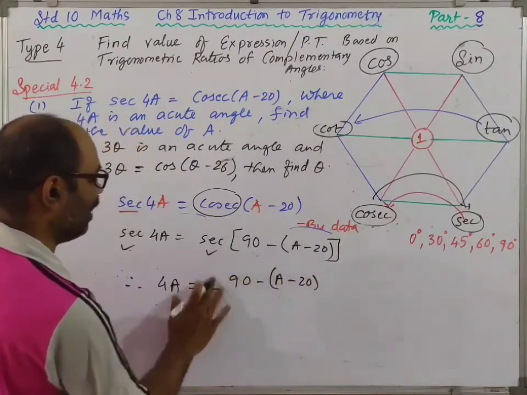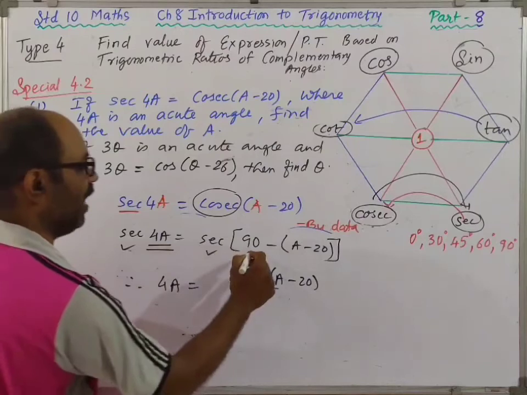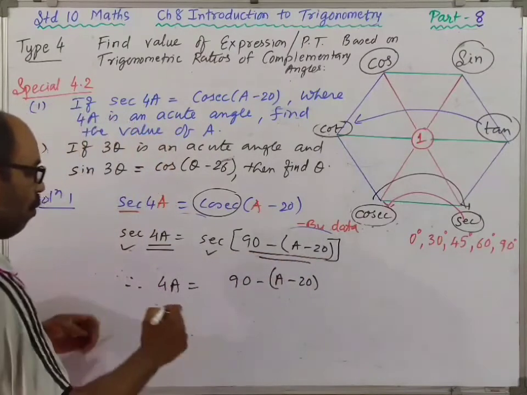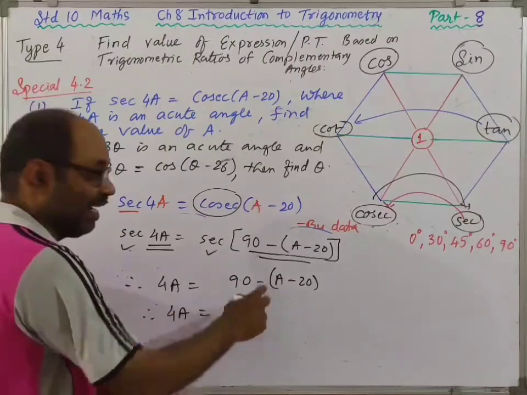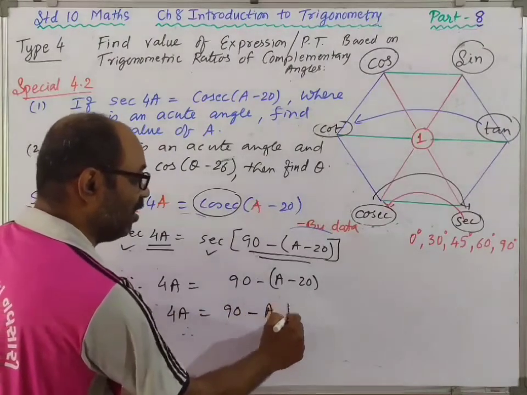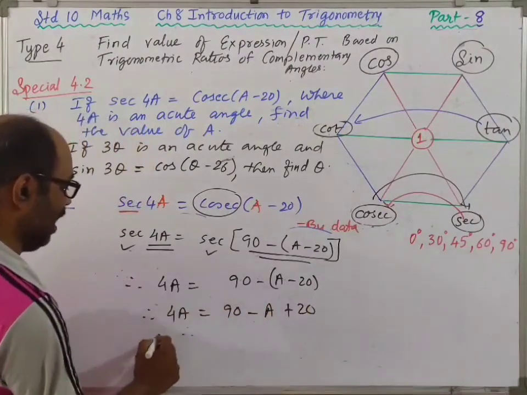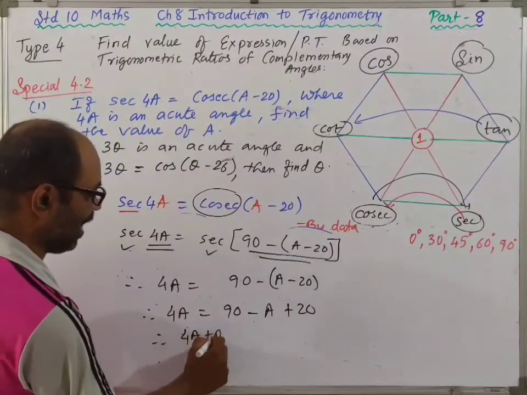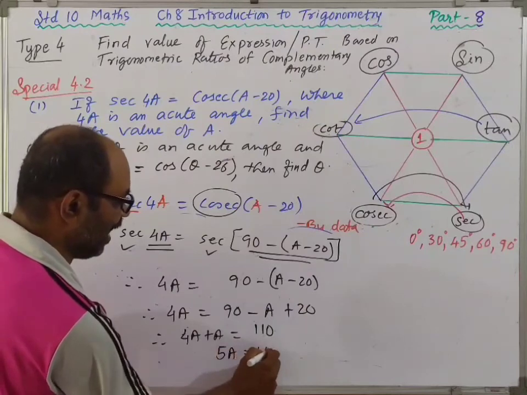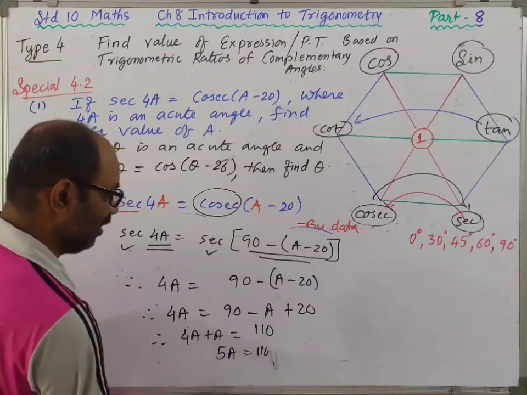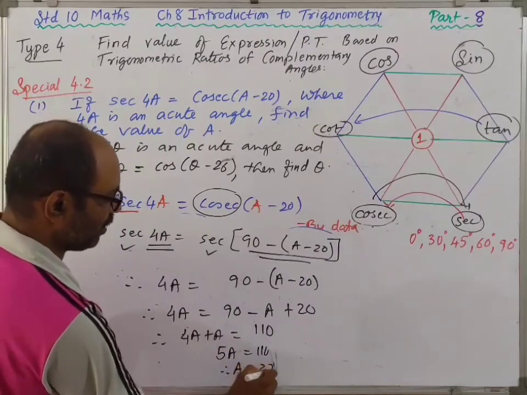ये लार्ज ब्रैकेट आप नहीं लिखोगे तो भी कोई बात नहीं. 4a is equal to this. Open the bracket. 4a is equal to 90. While opening the bracket, signs will change. That is very important. और plus 20. ये a वो बाजू गया. 4a plus a. 90 plus 20 is 110. So 5a is 110. Correct? Therefore a is equal to 22.